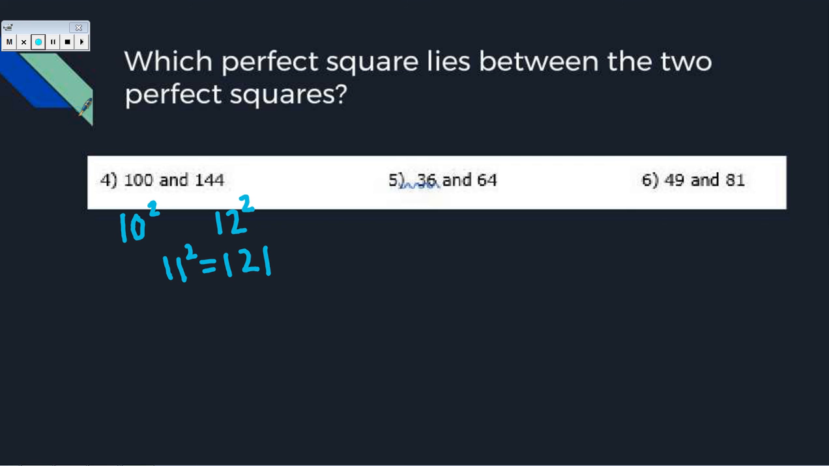Please pause the video and try 5 and 6 on your own. So in number 5, we see that we have 36 and 64. The perfect square for 36 is 6 squared, and 64 is 8 squared. That means that we went from 6 to 8. That number in between is going to be 7, and we'll square that. So 7 squared is going to give us 49.